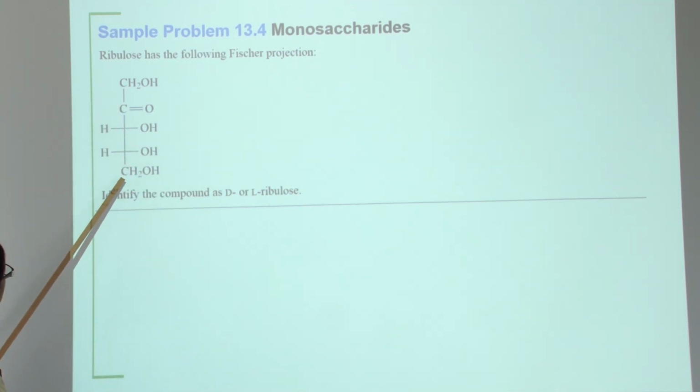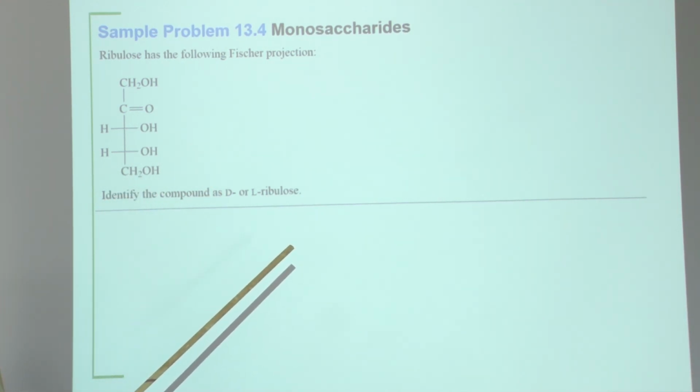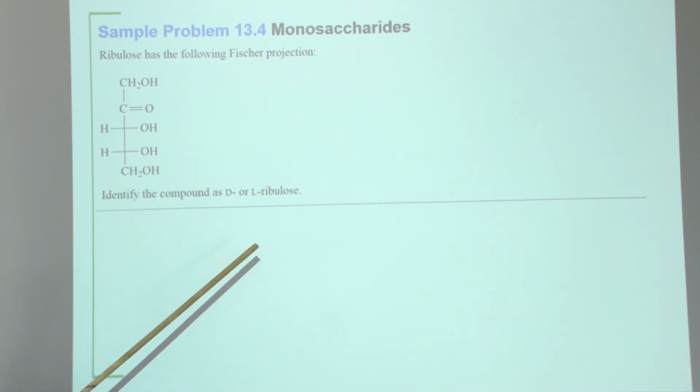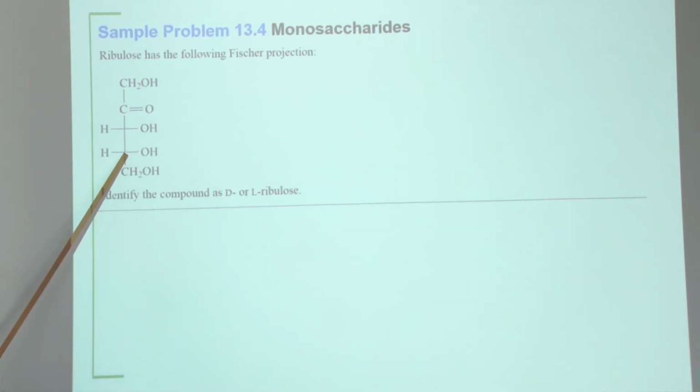This is the Fischer projection, D or L. How do you determine D or L? So we are going to go to the furthest carbon atom. From the carbonyl group, we will walk away to the furthest carbon atom that's chiral, which is this. This carbon is achiral because it is attached to 2 hydrogens, 2 of the same. So this is my furthest away chiral carbon, and the OH is drawn to the right. Okay?